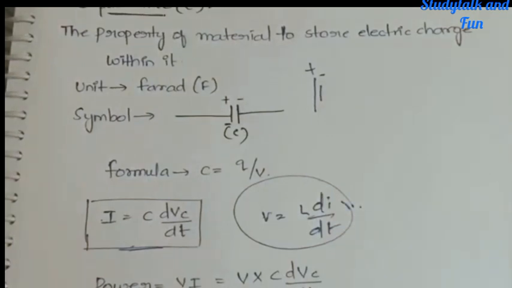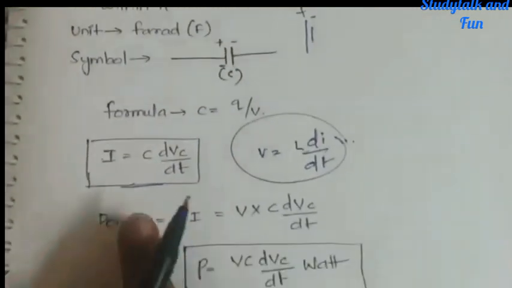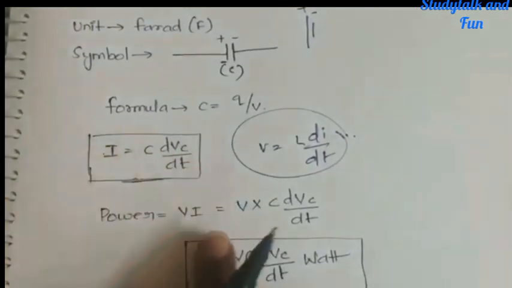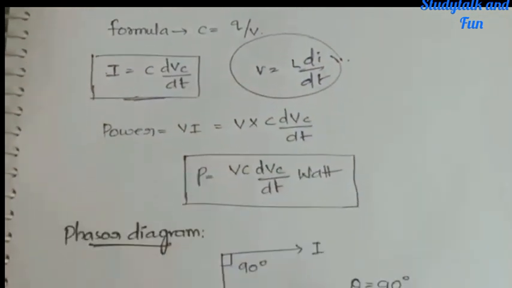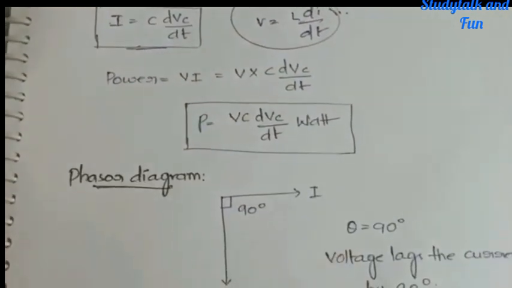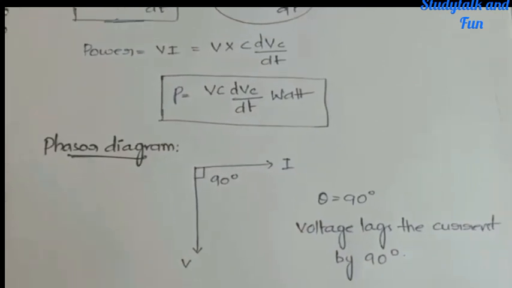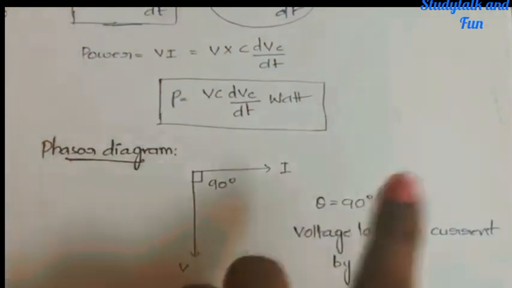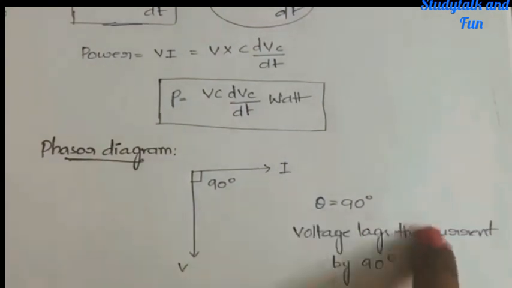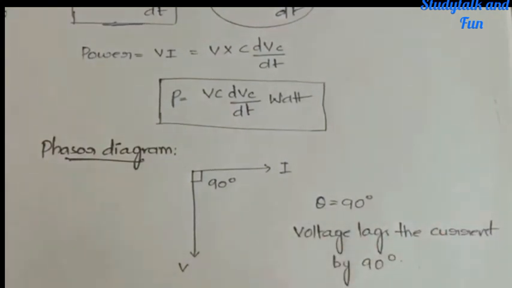Okay, next, power is equal to VI, same. So in VI, you know I here, so V into C dVC by dt, that is VC dVC by dt watts power. Okay, next, the phasor diagram for capacitance. So basically for capacitance, the phasor diagram will be in this way. Voltage will be in the bottom direction, which means again theta is equal to 90 degrees only here also, but the voltage will lag the current by 90 degrees.